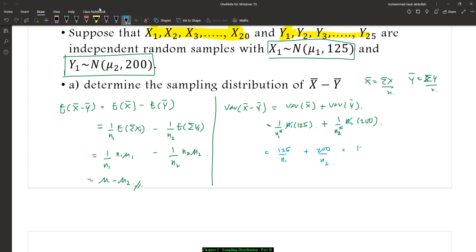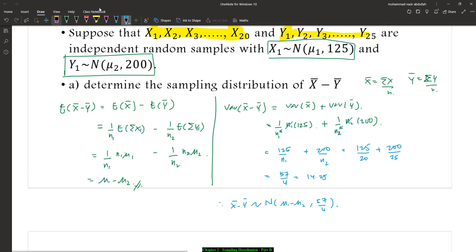So this one should be 125 over, for x we have 20, so n1 is 20, plus 200 over 25. So this one should be 57 over 4, equal to 14.25. So we can say that x bar minus y bar has a normal distribution with mean mu1 minus mu2 and variance 57/4. Okay.